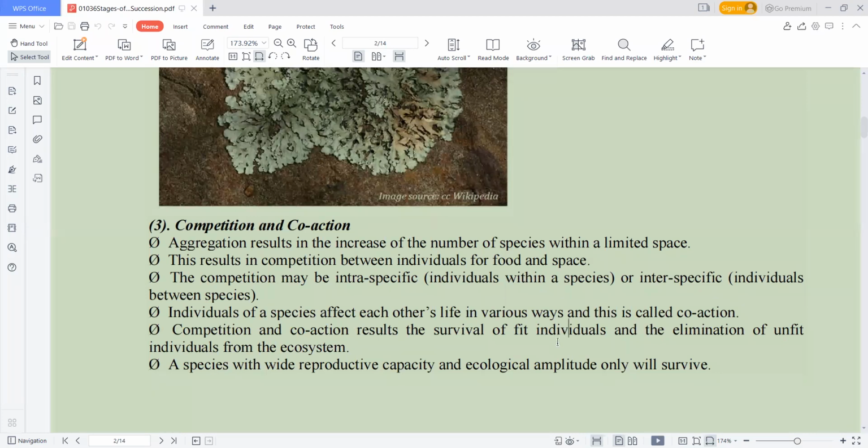Due to this competition and coaction, only a few species will survive, those that fit this environment, and the others will be eliminated. Unfit individuals will be eliminated from this area. So competition and coaction result in the survival of fit individuals and the elimination of unfit individuals from the ecosystem. A species with wide reproductive capacity and ecological amplitude only will survive in this area.